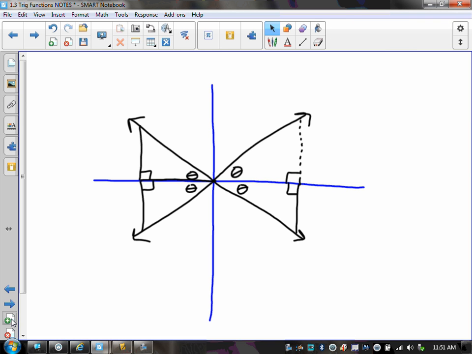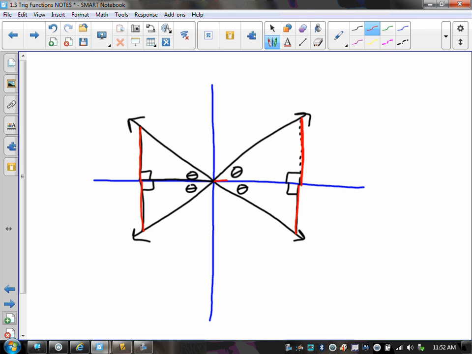So how are we going to remember that? When you make your right angle, you always drop down or up to the x-axis. I'm going to drop down to the x-axis. I'm going to drop down to the x-axis. I'm going to go up to the x-axis. I'm going to go up to the x-axis. Your angles and your triangles should always look like this. There's no other possibility.